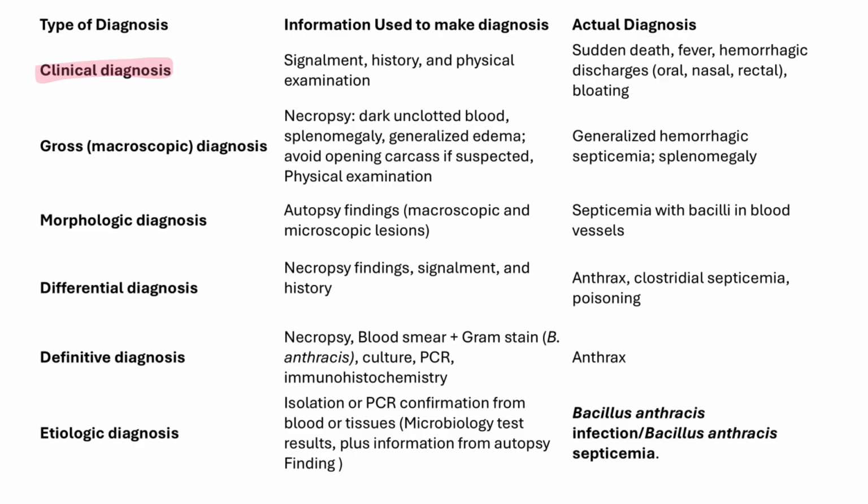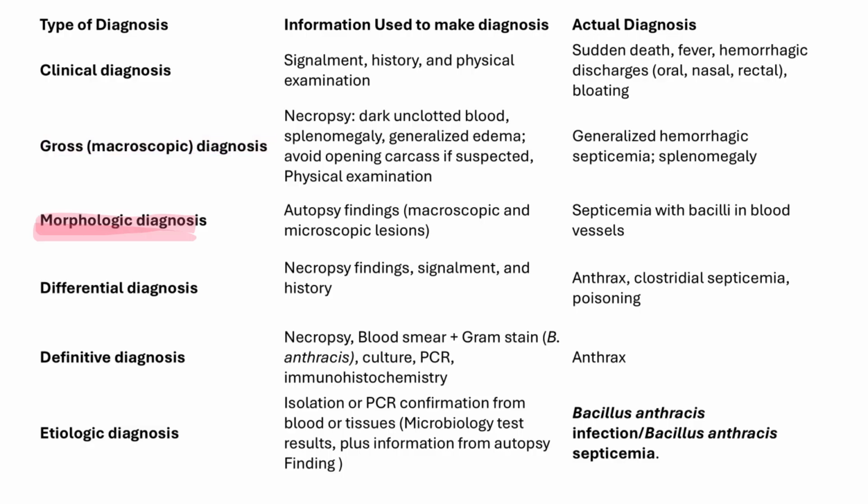Other signs may include fever, weakness, reluctance to move, and hemorrhagic discharges from natural orifices such as the mouth, nose, and anus. Rapid abdominal bloating is also a classic sign. Based on these signs alone, the disease can be suspected, but confirmation is essential. Gross, macroscopic diagnosis. During necropsy, anthrax carcasses show dark, unclotted blood oozing from body openings, generalized edema, and markedly enlarged spleens. Importantly, veterinarians are advised not to open the carcass if anthrax is suspected, to prevent environmental contamination and zoonotic risk.